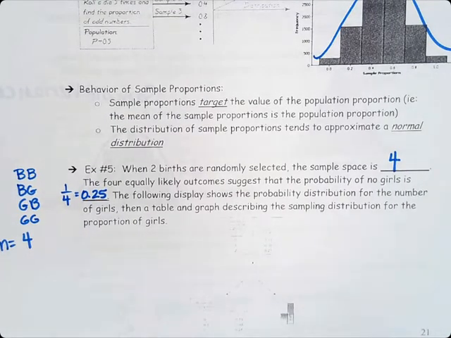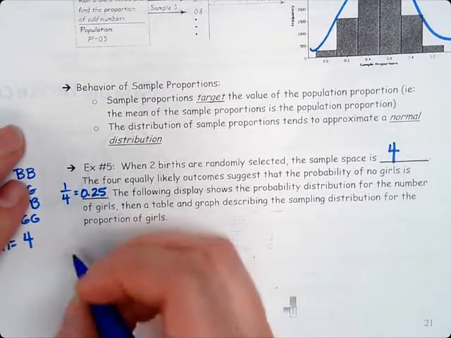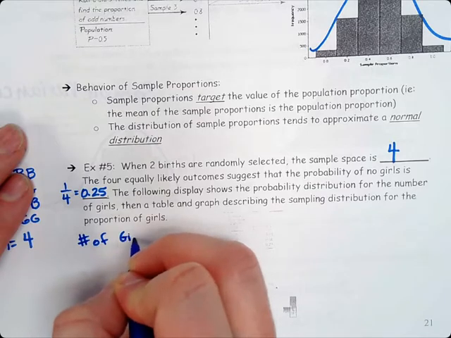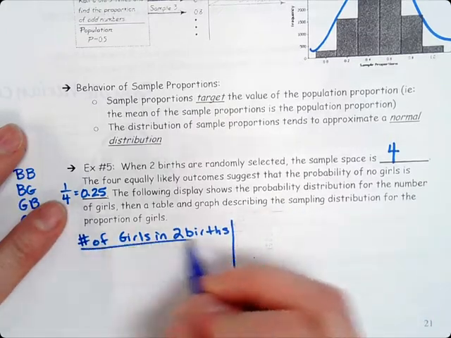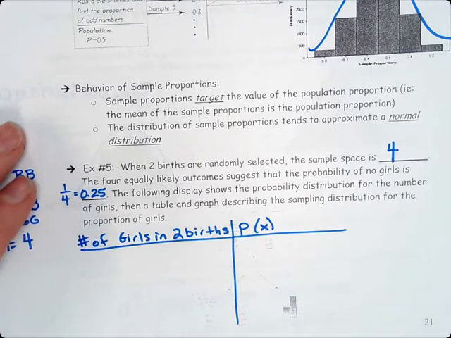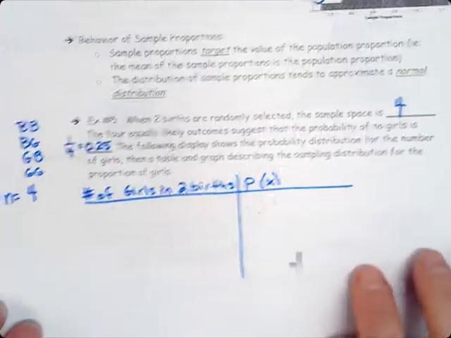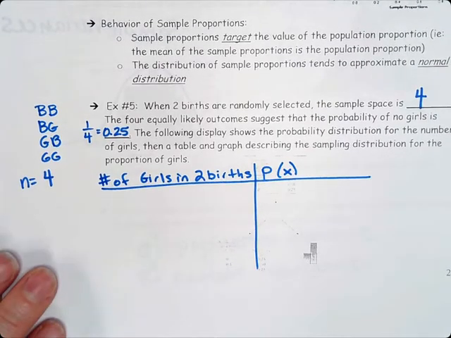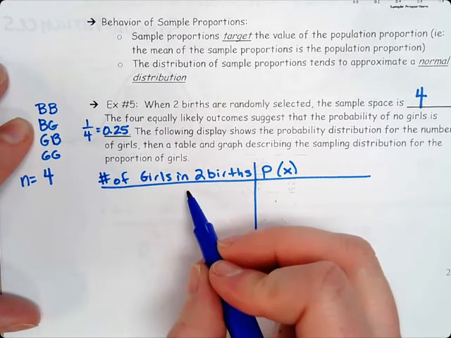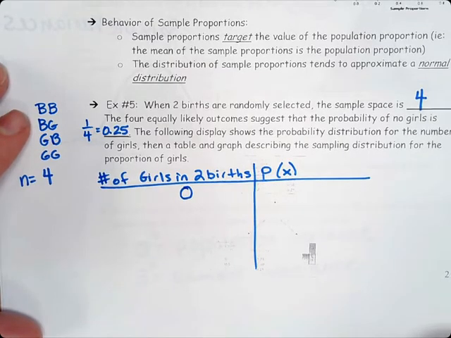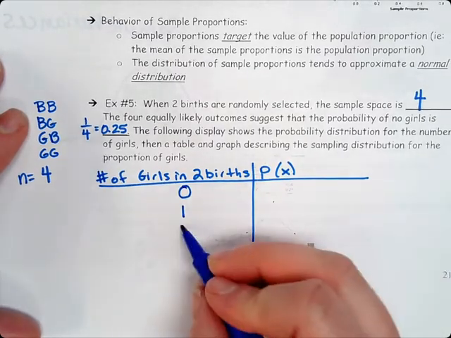The following display shows the probability distribution for the number of girls, then a table and graph describing the sampling distribution for the proportion of girls. So we are going to do this. We're going to make the number of girls in 2 births. We're going to find the probability, so P of X. So we could have 0 girls in 2 births, right? We could have 1 girl in 2 births, and we could have 2 girls in 2 births.